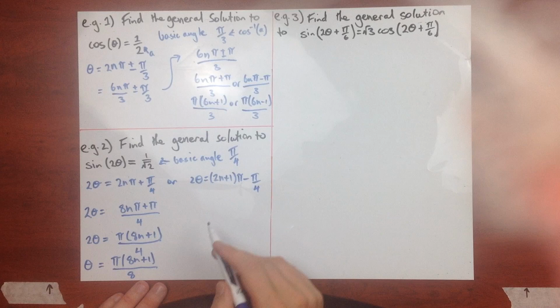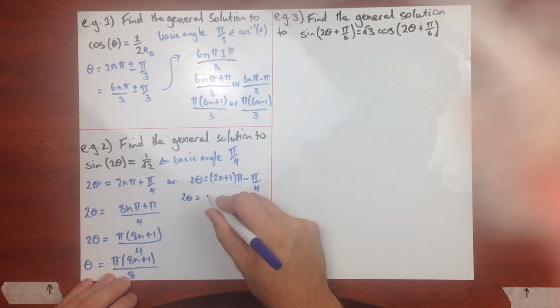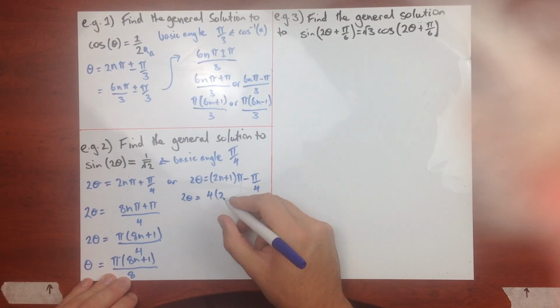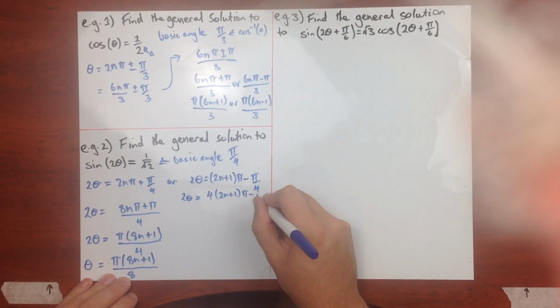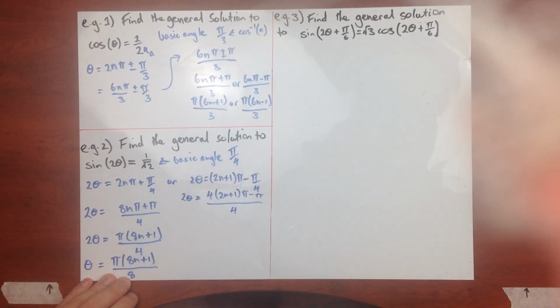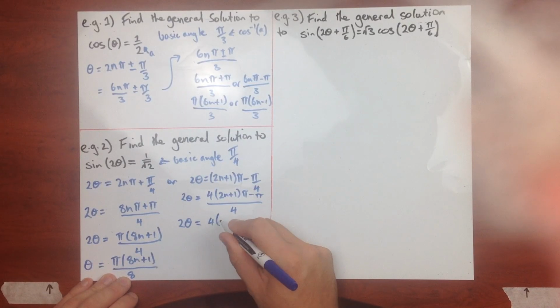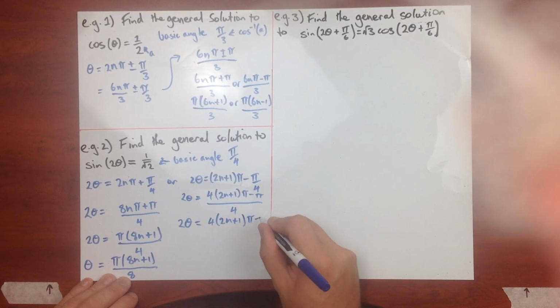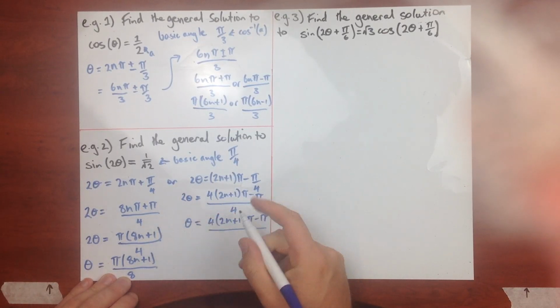Here we need our other solution, which is going to be 2 theta equals, now we're going to be 4 outside of 2n plus 1 pi, take pi on 4. Okay, we just need to make them all the same. So we say 2 theta equals 4 outside of 2n plus 1 pi minus pi, on 8.